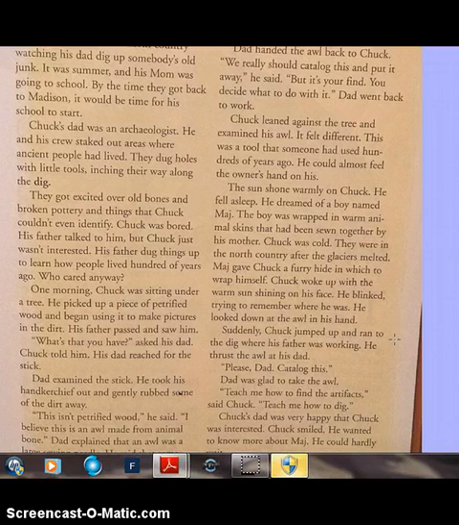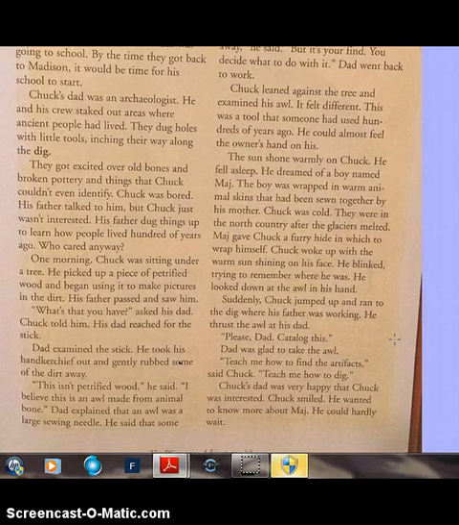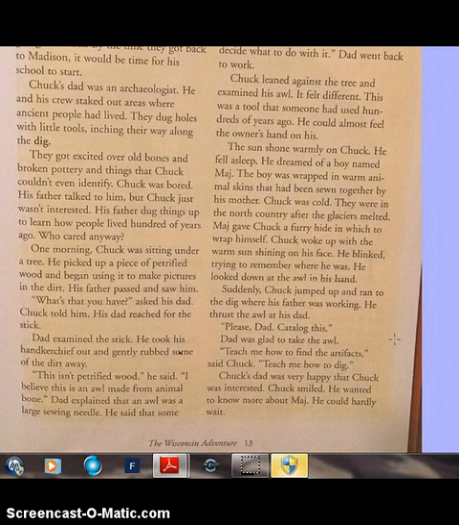Chuck leaned against the tree and examined his awl. It felt different. This was a tool that someone had used hundreds of years ago. He could almost feel the owner's hand on his. The sun shone warmly on Chuck. He fell asleep. He dreamed of a boy named Maj.